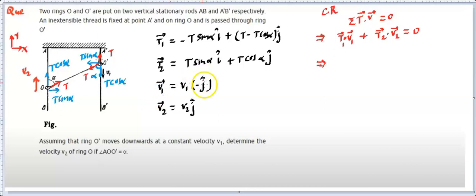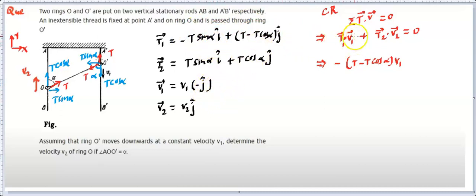So this j component will be surviving with a minus sign, so it will become minus t minus t cos alpha. It's the value of t1 of the j component into v1. How is it coming? You take this vector and go for the dot product. So i dot j will become 0, and j dot j becomes 1.